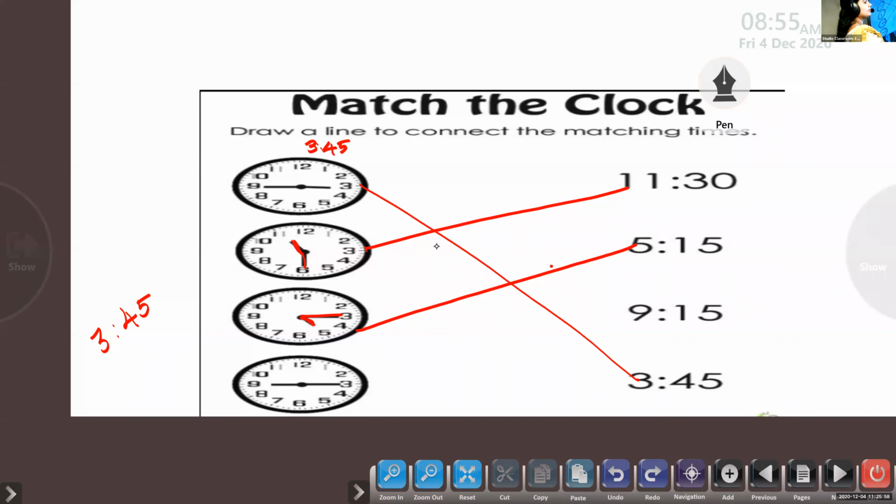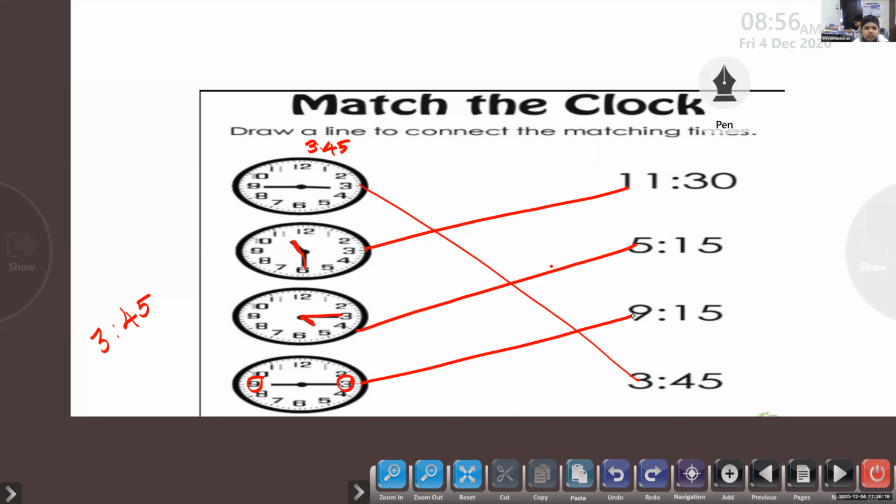Next one, Shivashankaran, please unmute. 9:15. Yes. The hour hand is on 9. The minute hand is on 3. So the hour is 9 and the minutes are 3 into 5, 15. So the time is 9:15.